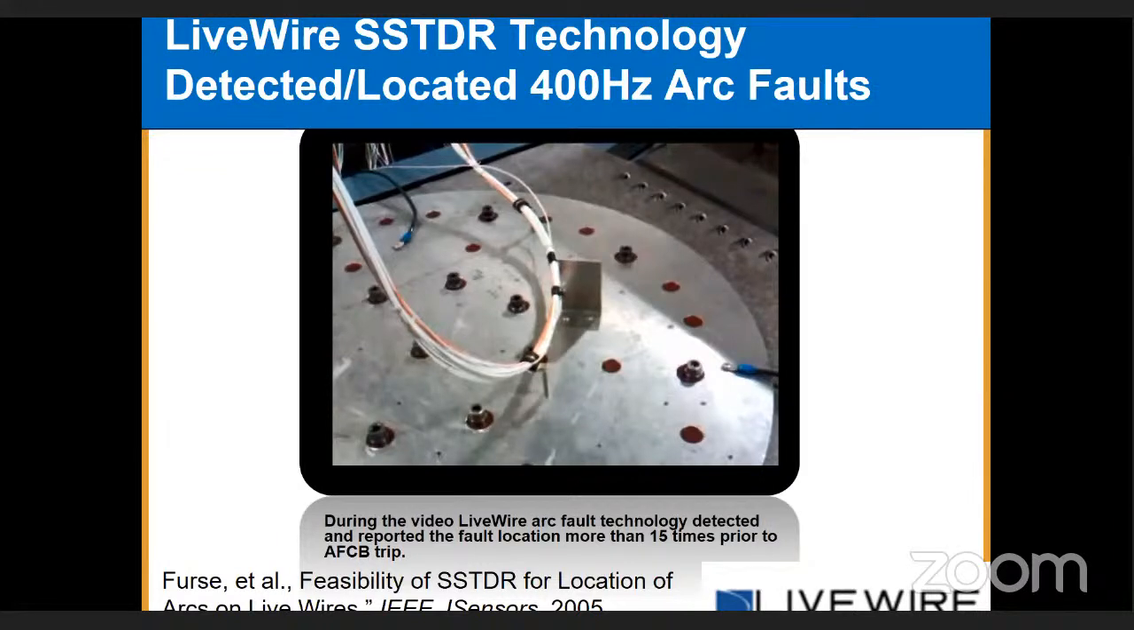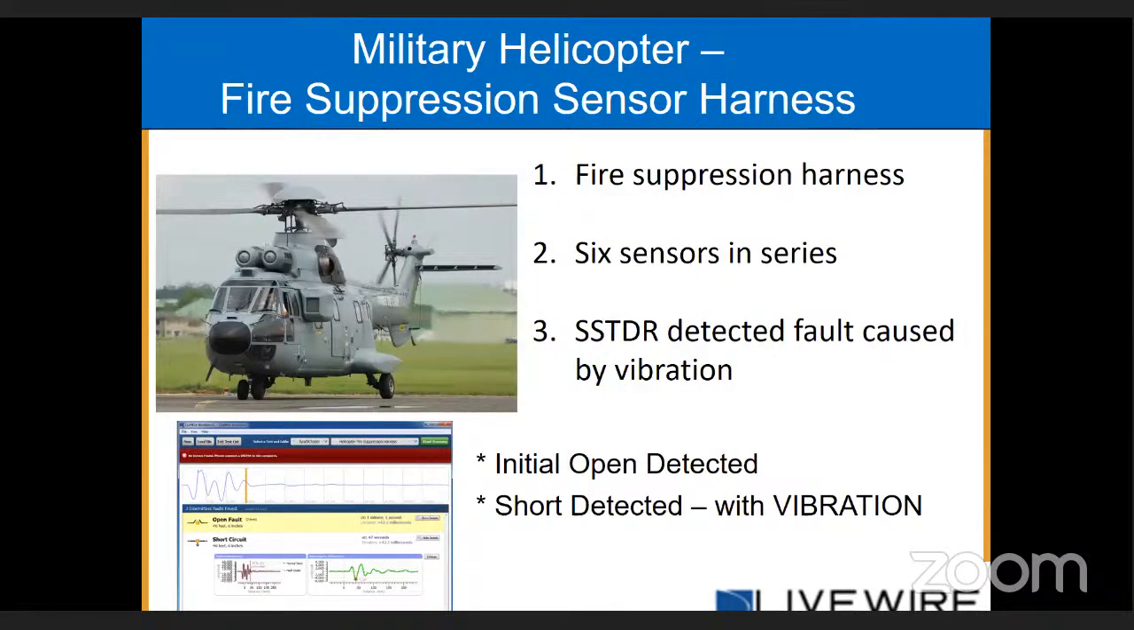So another example was the fire suppression harness on a military helicopter. The challenge with this is that they had 6 sensors in series and they never knew which one was causing the trouble. This particular harness was one of the large maintenance problems on this aircraft. So we used the system and detected the open faults and short circuit faults, which we induced on this particular suppression harness and located them as planned.